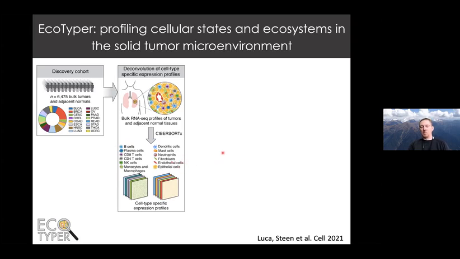So basically, CIBERSORTx estimates the fraction of those cell types in each of the 6,500 samples from TCGA, and then we take it a step further and try to reconstruct the gene expression profile of those cell types within each of those individual samples. I'm sorry about the construction site, which is just outside the window.